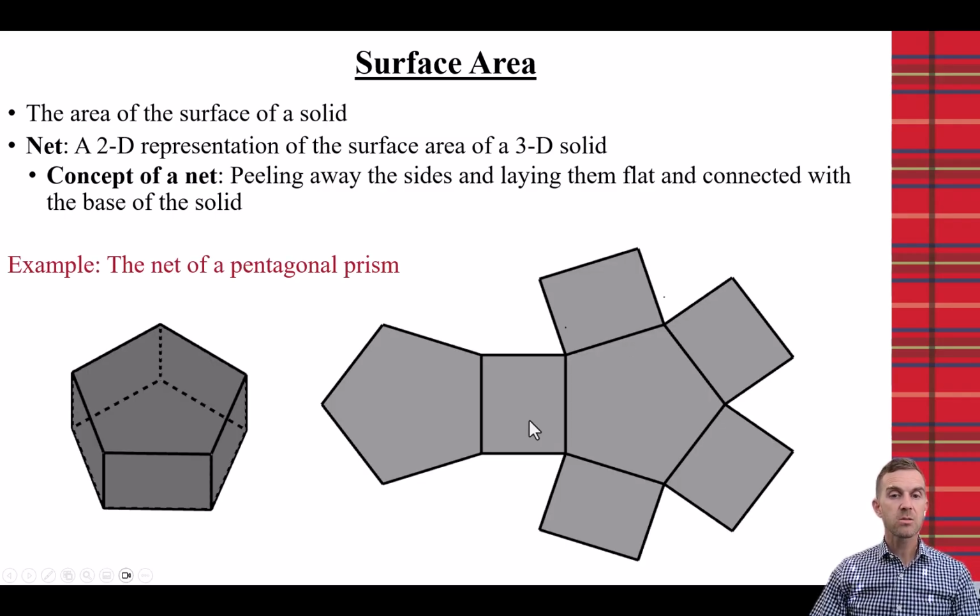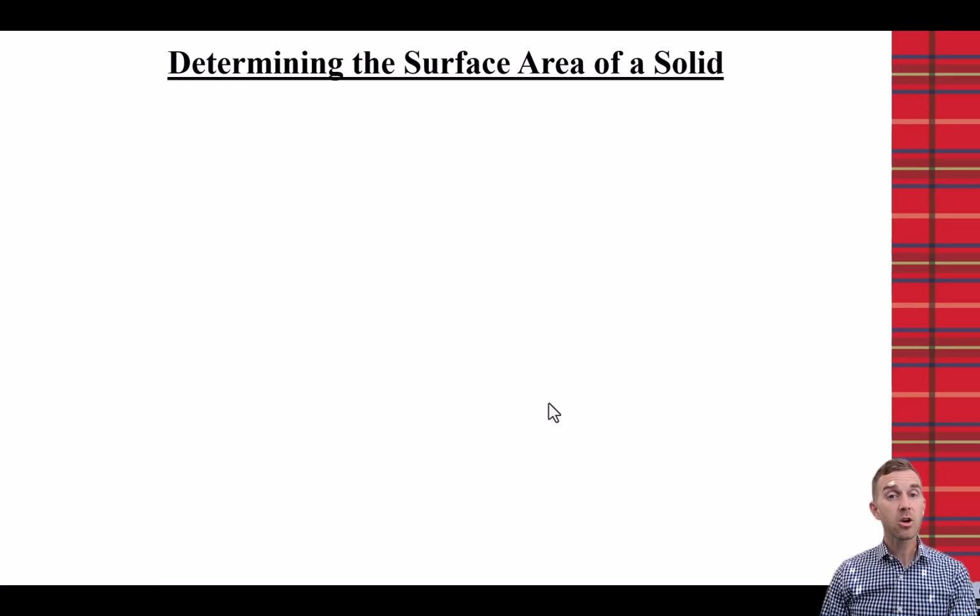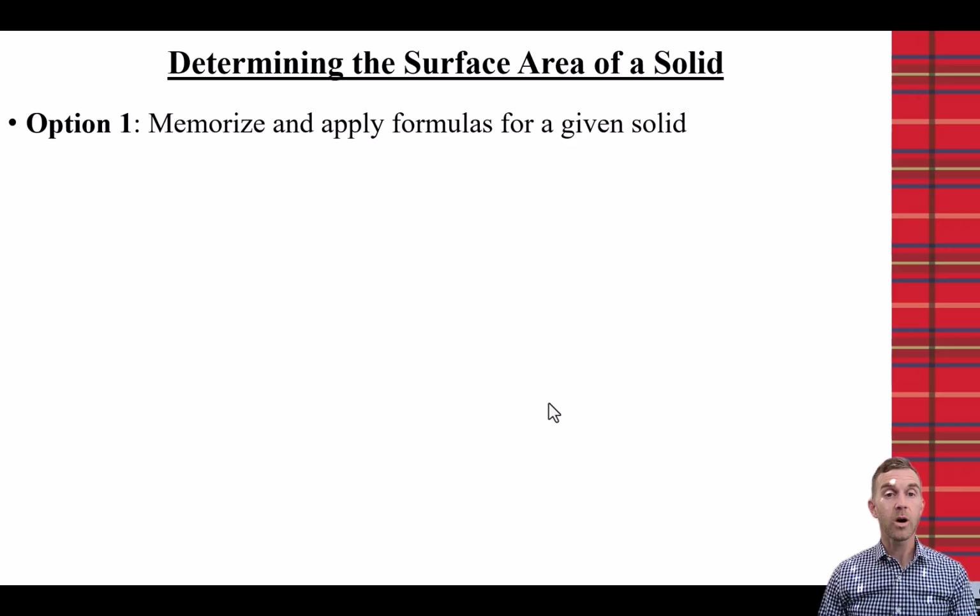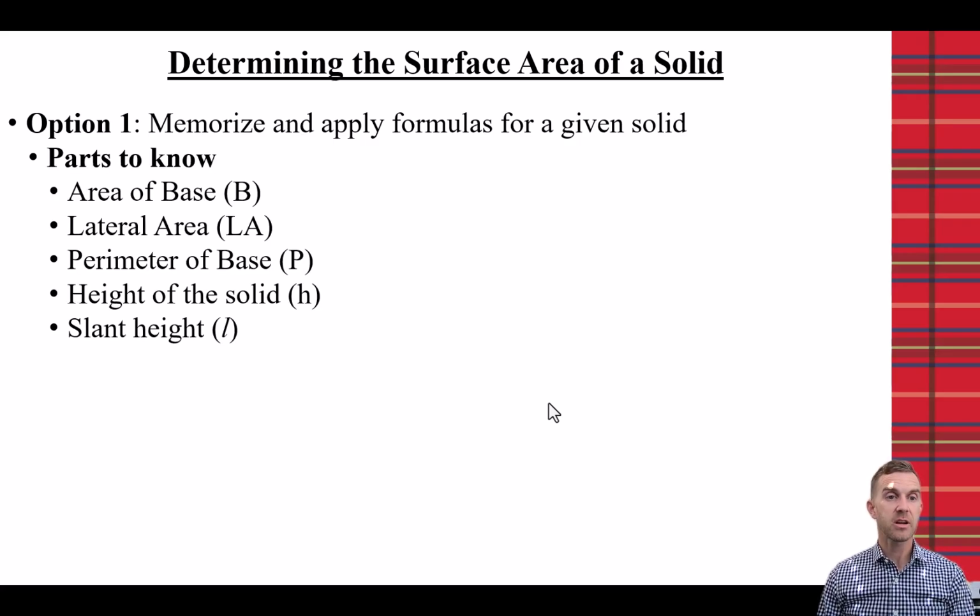So here is the representation of a pentagonal prism on the left, and if we peel it down to its net, we have the shapes here on the right. Now, how can we determine then the surface area of a solid? We have two options that are most commonly used. One is you can memorize and apply formulas for a given solid. Most solids that we will work with have formulas for how to calculate the surface area.